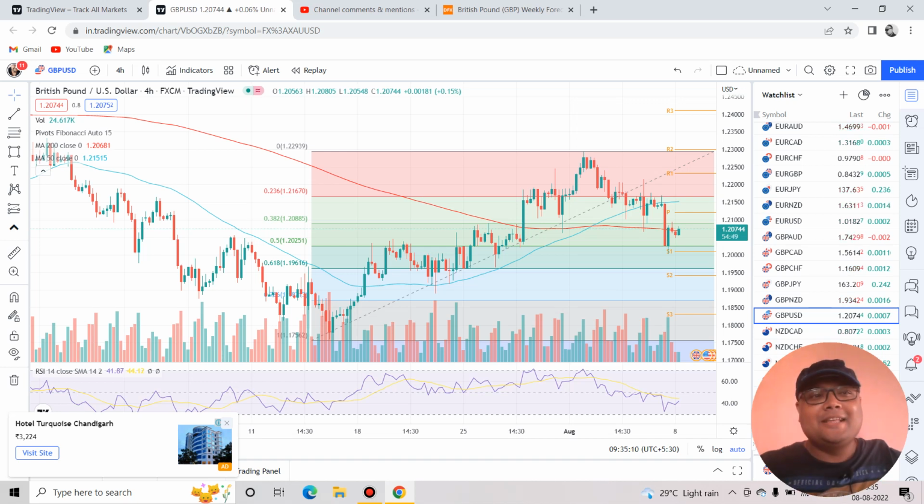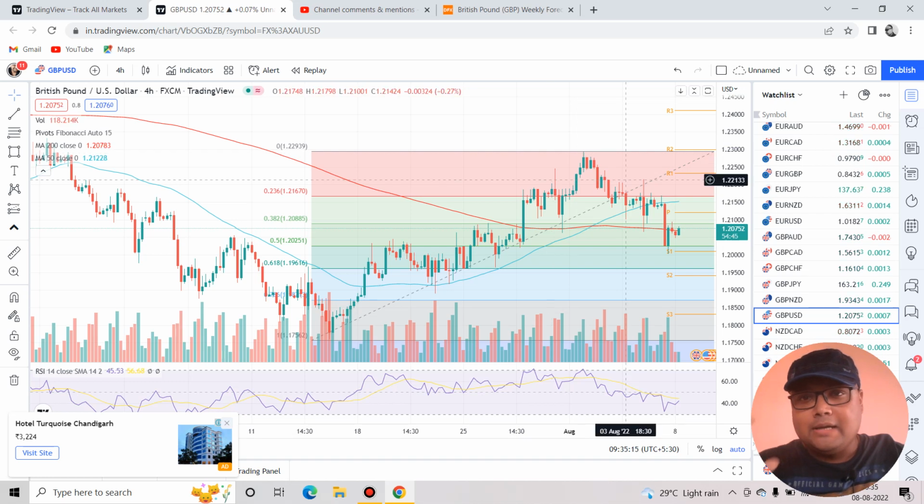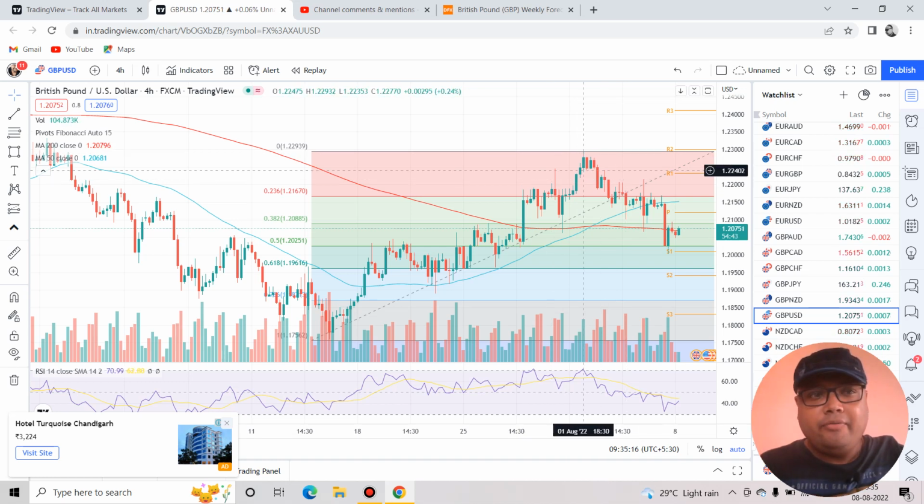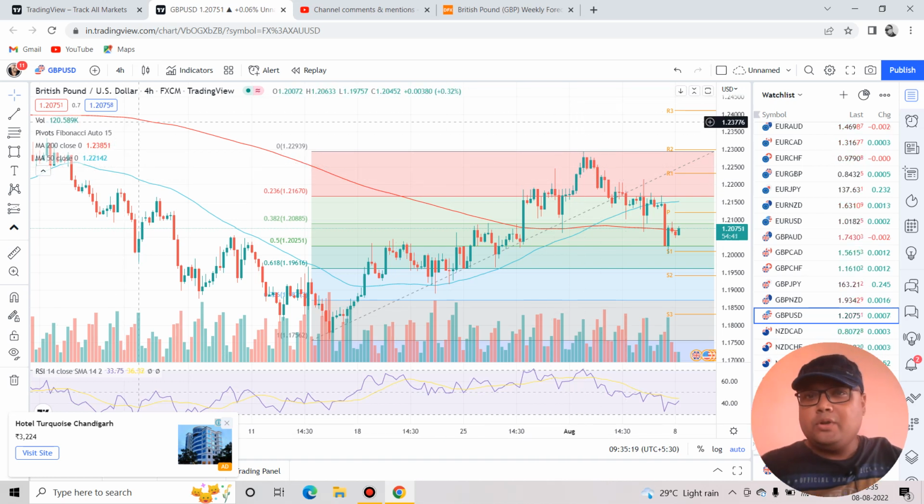So now let's have a look at the chart of GBP USD. My dear friends, this is an uncertain chart. If we look at the chart of GBP USD, then we do not get a clear picture of what is going on in the market and what is about to happen.